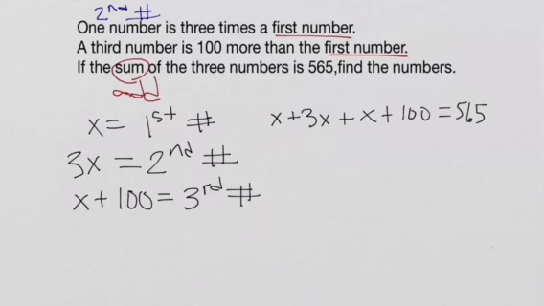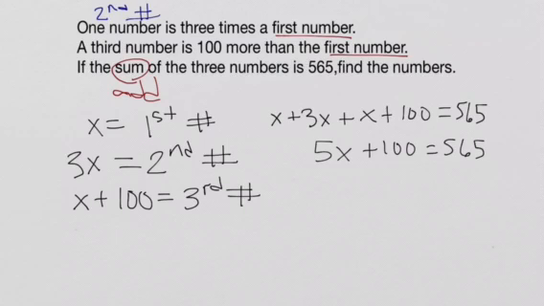So what we want to do is combine our like terms. So we're going to combine our x's together. So x plus 3x plus x is going to give us 5x. So we have 5x plus 100 equals 565.